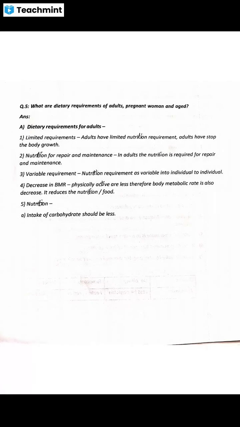Next is the nutrition. So intake of carbohydrate should be less. For the adult, this is the dietary requirement for the adult. So the dietary requirement, or we can say the nutrition for the adult, intake of carbohydrate should be less. Less amount of carbohydrate should be taken there.